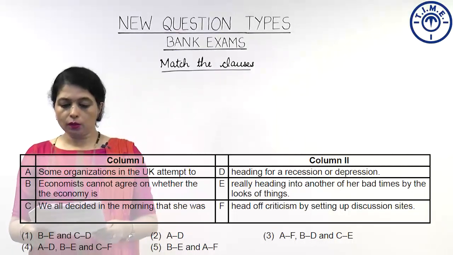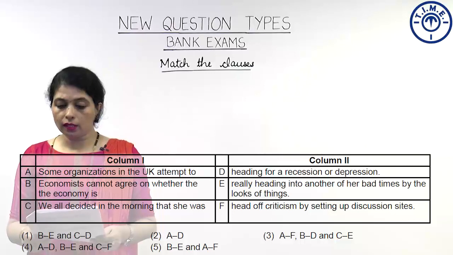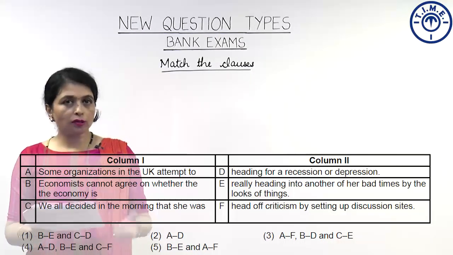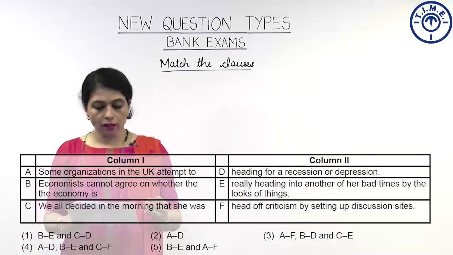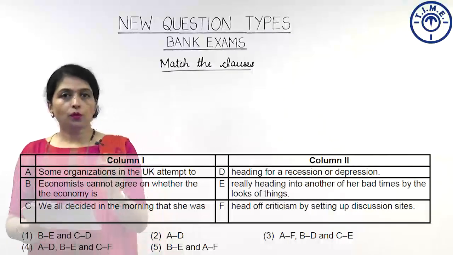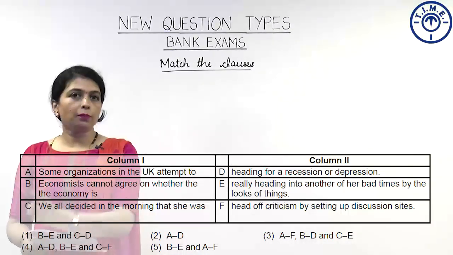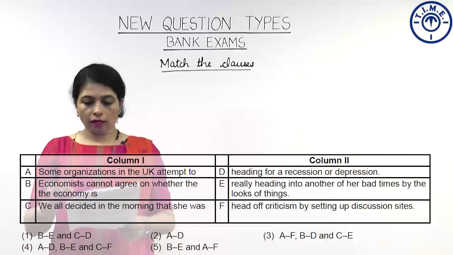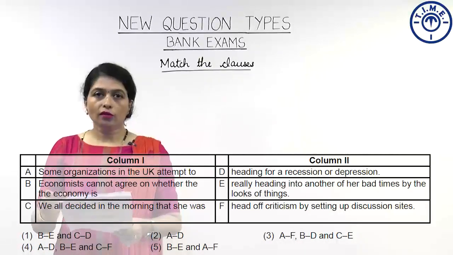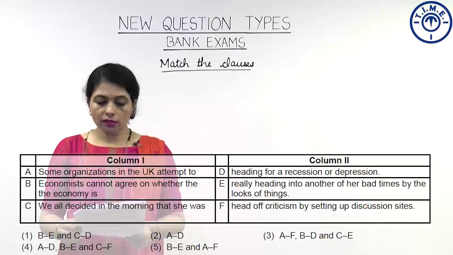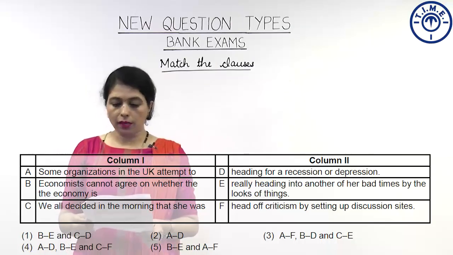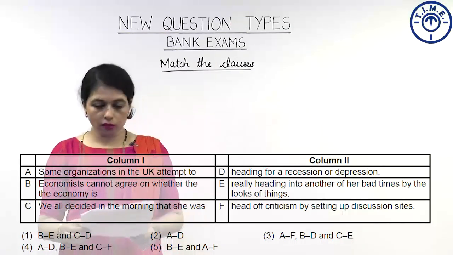We all decided in the morning that she was really heading into another of her bad times by the looks of things. Now this is meaningful because we are talking about a female here, that she was. So in part C, the pronoun she is present, and it can be paired with the pronoun her, and therefore the combination seems to be logical, right? Let me read it out so that we have complete understanding. We all decided in the morning that she was really heading into another of her bad times by the looks of things. Sounds absolutely fine.